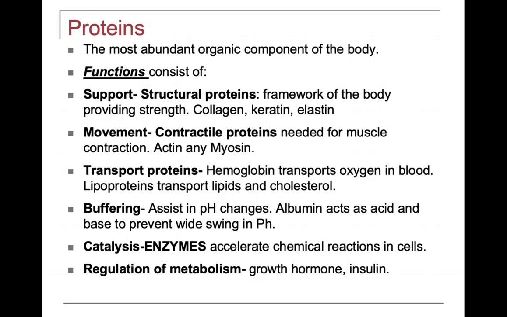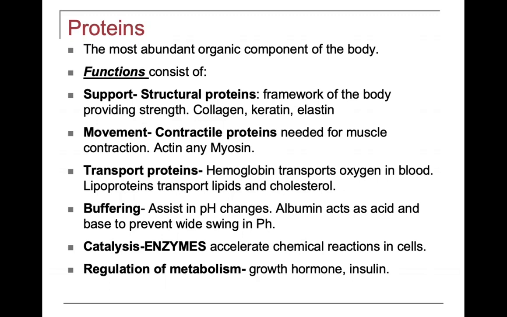pH stands for potential hydrogen or percentage hydrogen. Remember that the scale goes from 0 to 14. Anything from 0 to 6.9999999 is an acid, 7 is neutral, and anything above 7 is an alkaline or base. Albumin acts as an acid and a base to prevent these wide swings in pH.